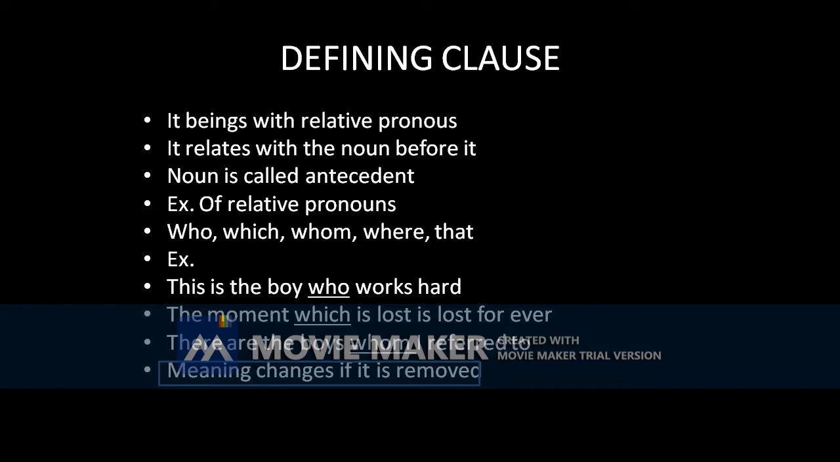There are the boys whom I refer to. Whom is a relative pronoun. Whom I refer to is a defining clause or relative clause, and this whom is modifying the noun the boys.